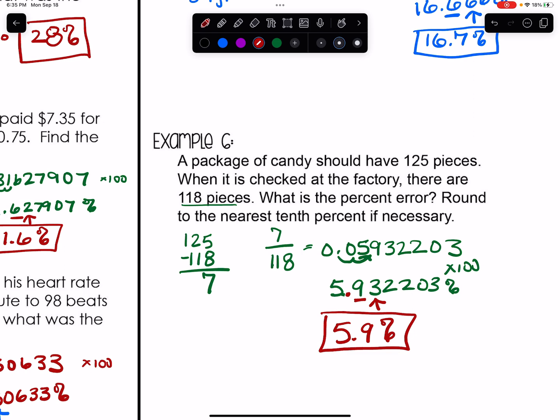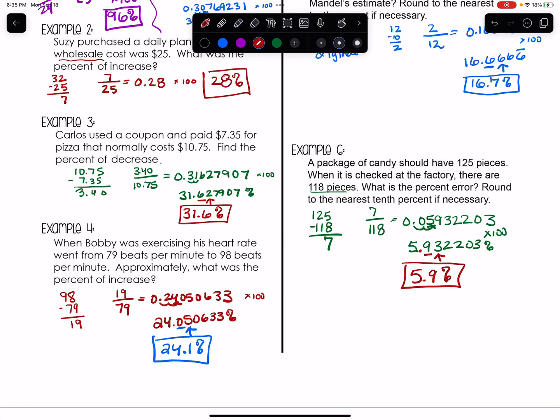A lot of factories have like a certain percent error that they try to stay under. I would say that's kind of a big error in a bag of candy, but there we have it.